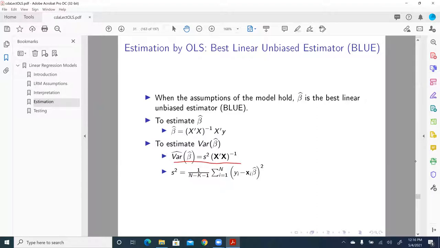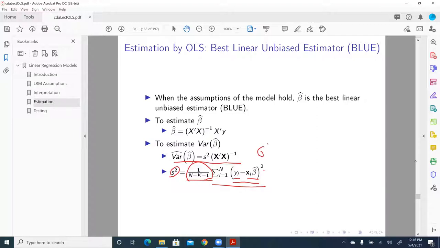S square, which is defined as 1 over n minus k minus 1 multiplied by a summation for i, from the first observation to the nth observation, of yi, that is the observed y, minus the expected y, computed by X beta hat. After we take that difference, we square it, sum across, and multiply by this factor, we get S squared. S squared is the estimator of sigma square.